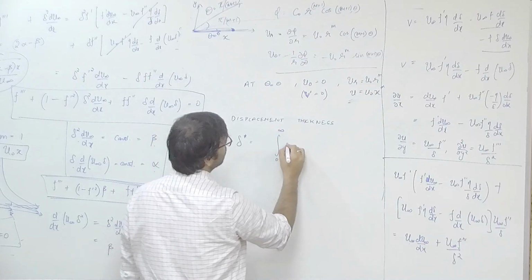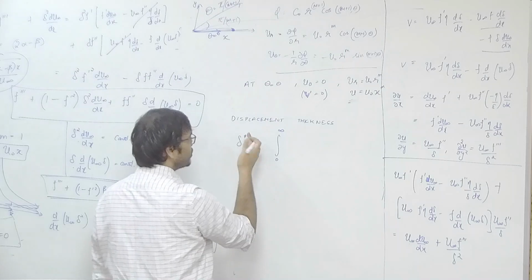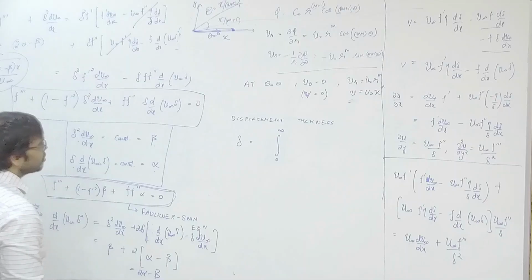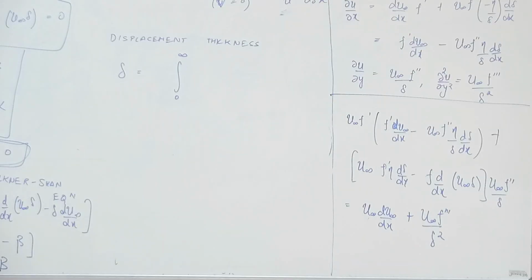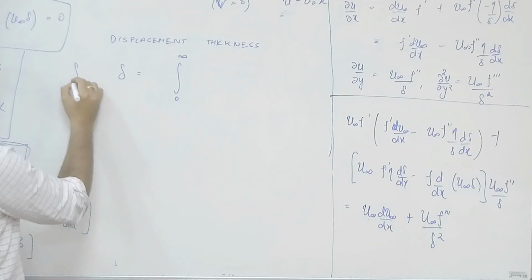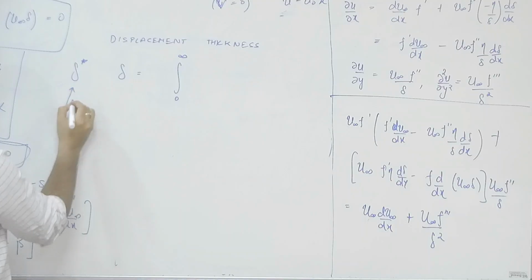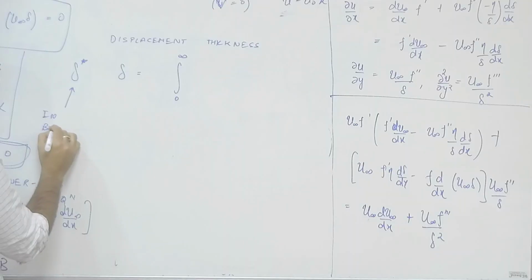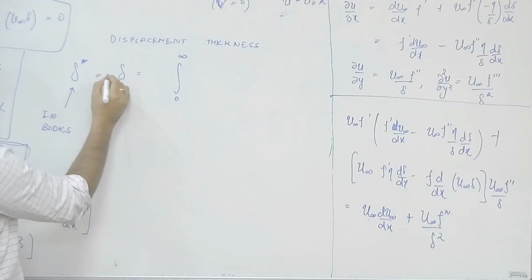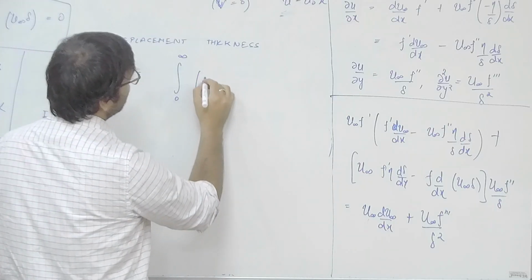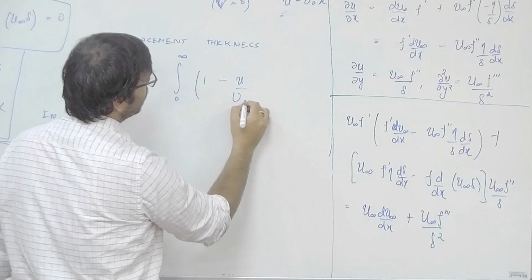It's basically the integral of 1 minus u by u infinity, from 0 to infinity over y. In literature, you will see it written with a star as displacement thickness in textbooks. But let's not write it as star, because we have been using stars for dimensionless quantities. For us, let's write it like delta hat maybe. And it is basically this quantity.